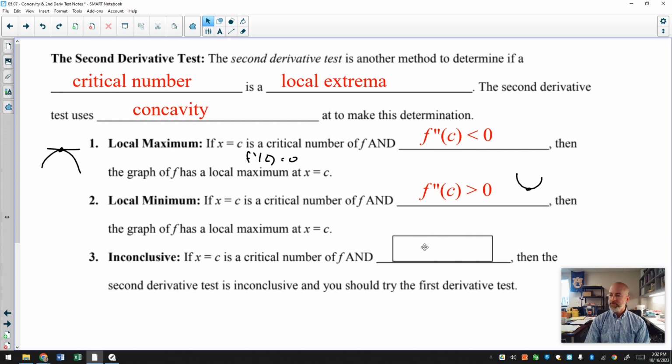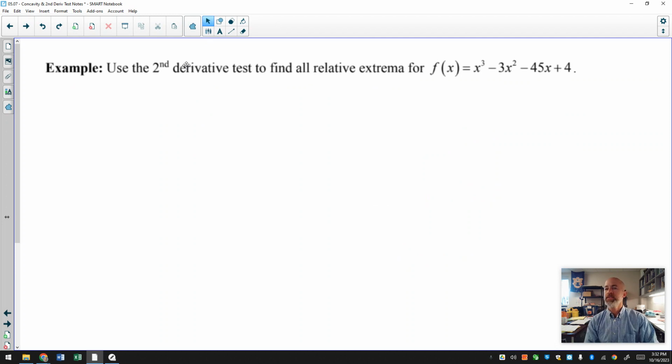And then, unfortunately, the second derivative test does have an inconclusive situation, and that is if the second derivative is equal to 0. In that case, you would go back and try the first derivative test, because there is not an inconclusive portion of the first derivative test. So let's do one example.